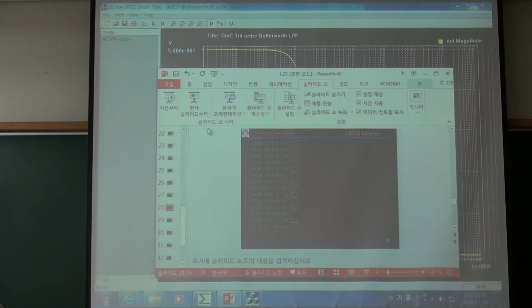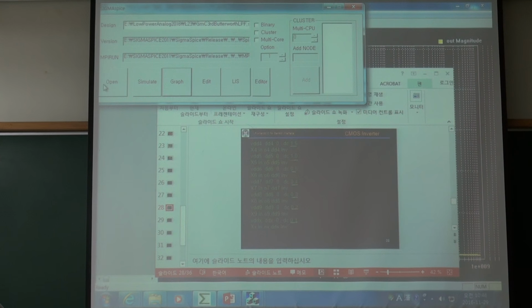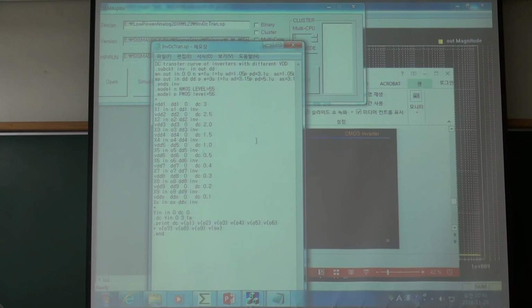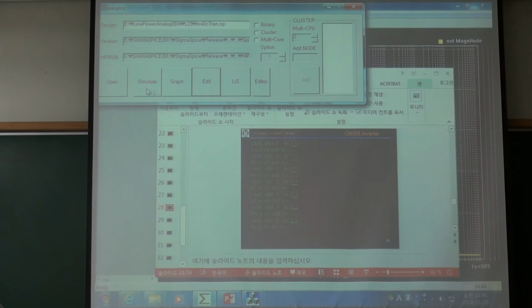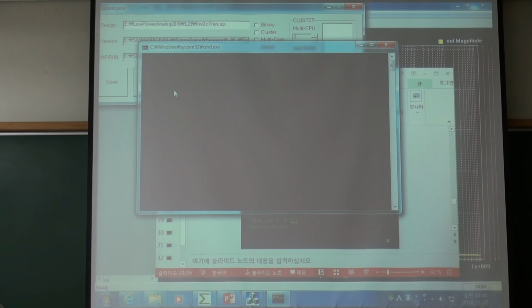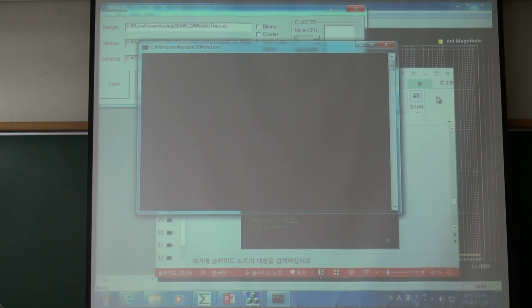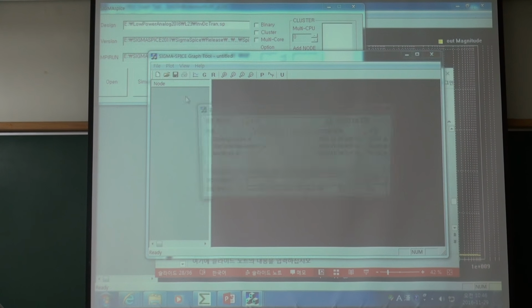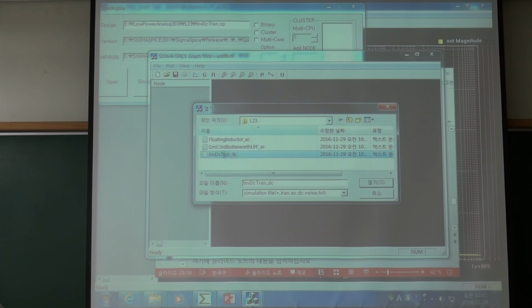So here, let's just see. Where is my inverter? Oh yeah, inverter DC tran. This is the one. Okay, edit. You can see the same code here. Simulate. It shouldn't take this long. What happens? Oh, okay. This computer is just slow.